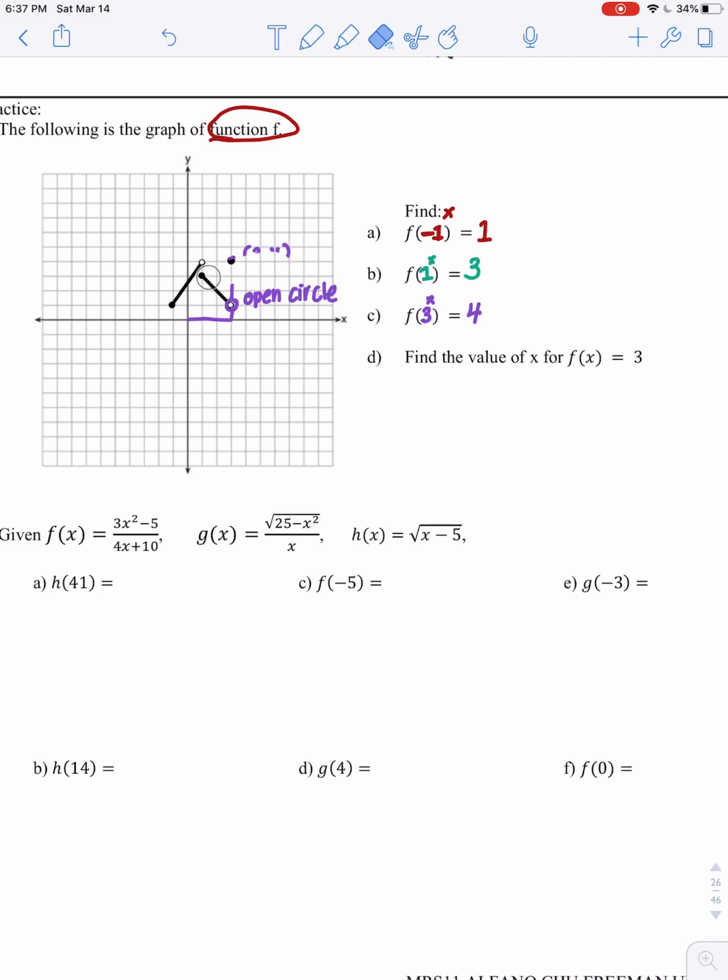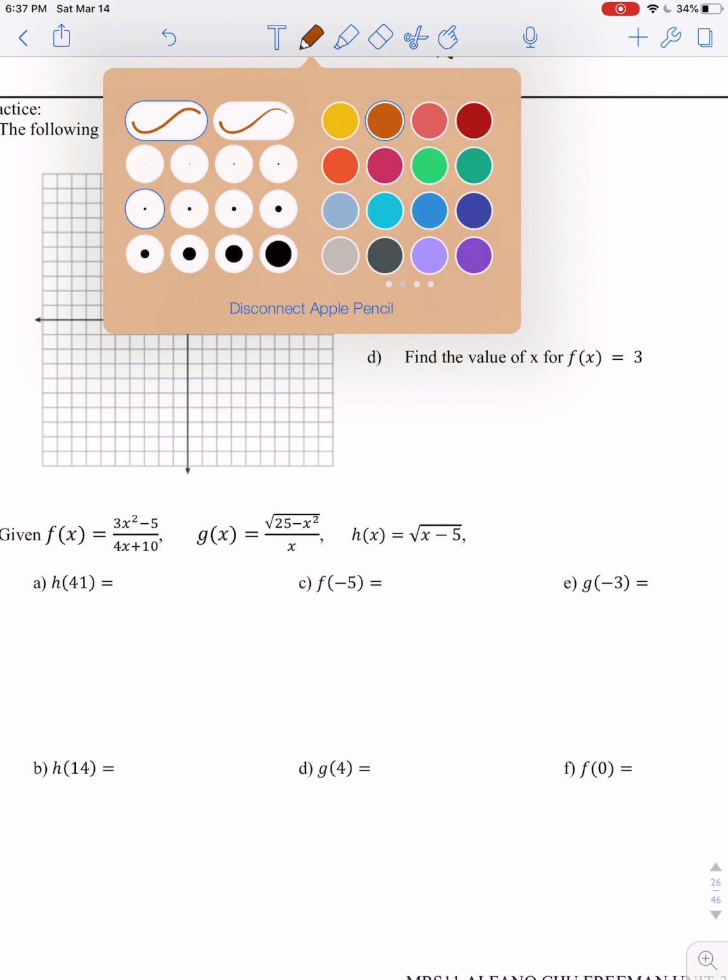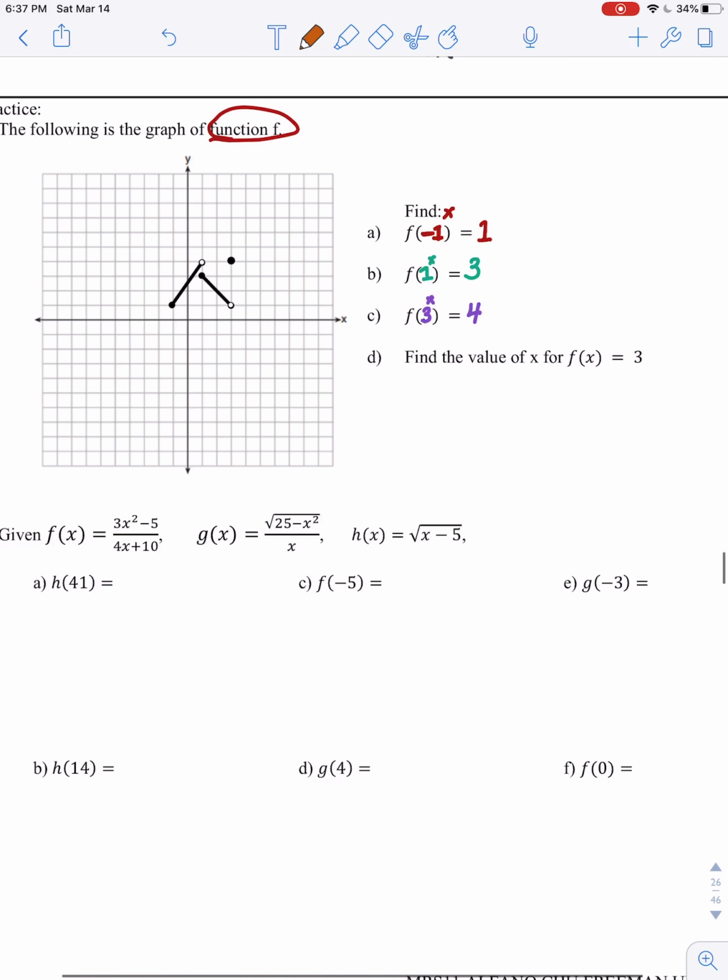D says, find the value of x for which f of x is equal to 3. So this one we kind of have to do the opposite of what we've been doing, right? I'm looking for the x value. I know the y value. So I'm going to start off by going on my y-axis this time. We're going to look on our y-axis, and I want to know, when is my y going to be 3? There's actually 3 points. I kind of messed up here, guys.